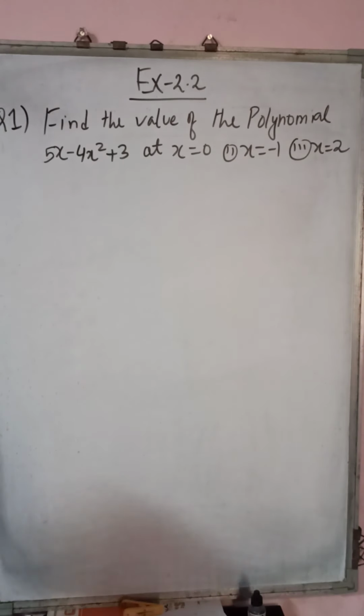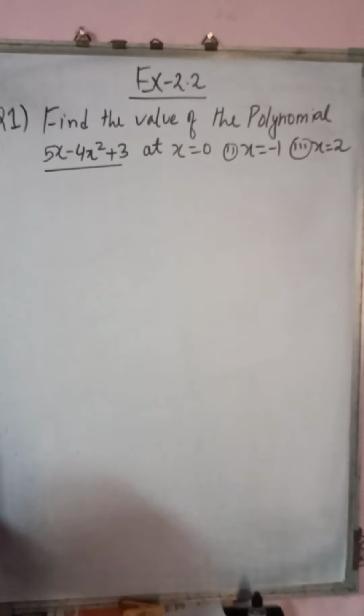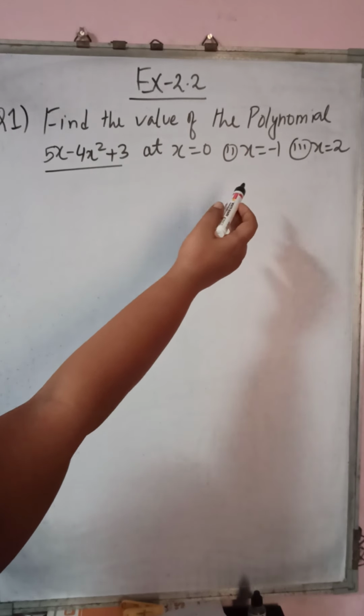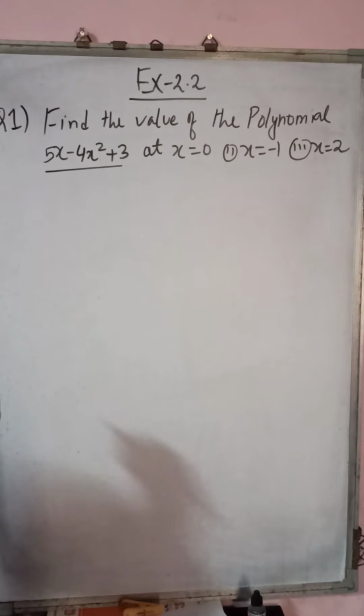Today we are going to do question number 1, exercise 2.2. The question is, find the value of the polynomial. Okay, this is the polynomial. We have to find the value of this polynomial at x is equal to 0, x is equal to minus 1 and x is equal to 2.